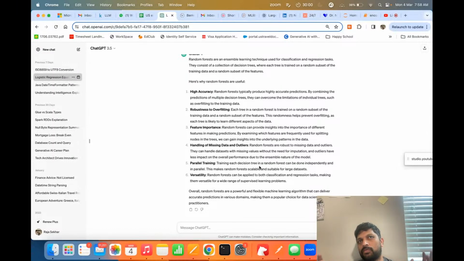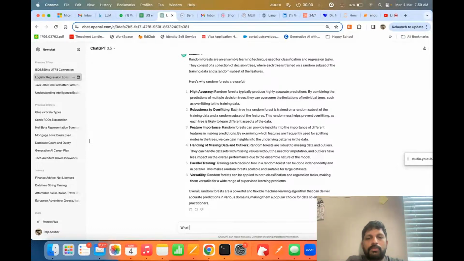Then it becomes four, like one, two, two to four, and all that. Let's say if you don't find a leaf node, then four can also be parallel executed. So similarly, random forest, if there are 10 decision trees that you pick up as random forest, then 10 of them can be parallelly executed. Versatility: random forest can be applied for both classification and regression, making them versatile for a wide range of supervised learning problems. Okay. They are powerful and flexible.